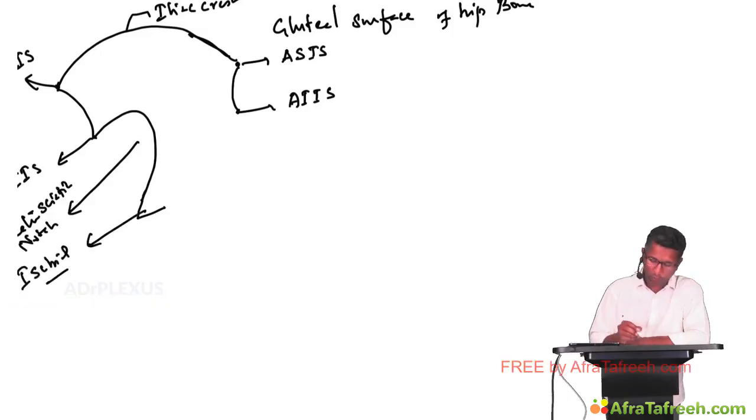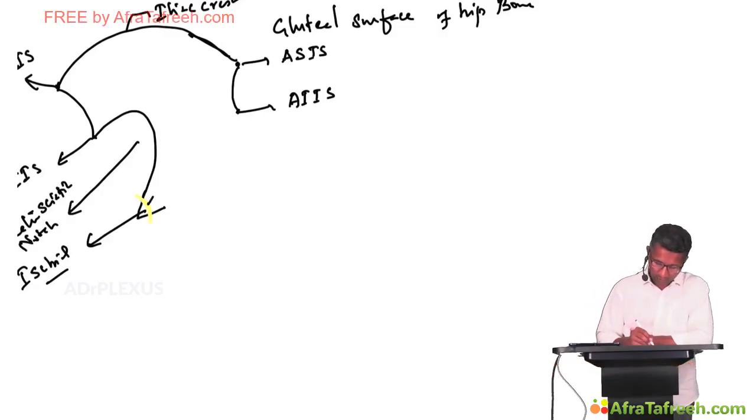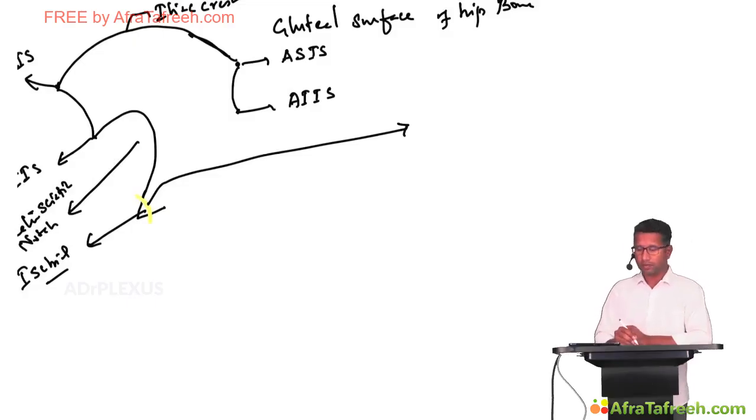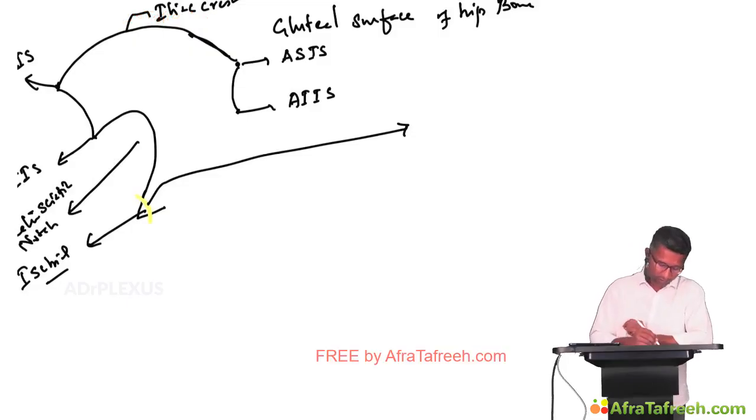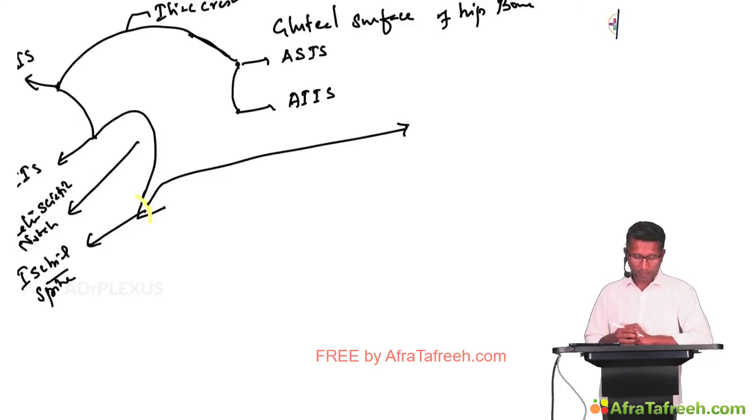There is an important nerve which winds around the ischial spine like this. Can anybody tell me what the nerve is? There are three structures, but I just want to highlight only one structure here. An important nerve winds around the ischial spine. Can anybody tell me what this nerve is called?